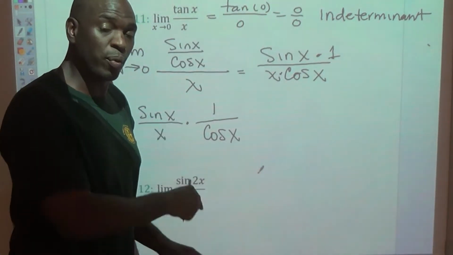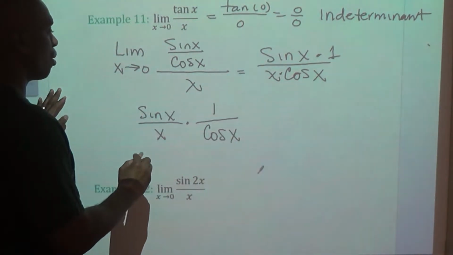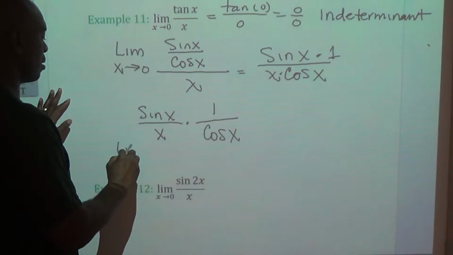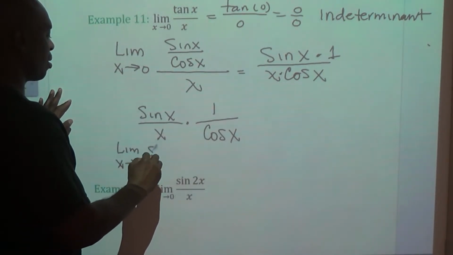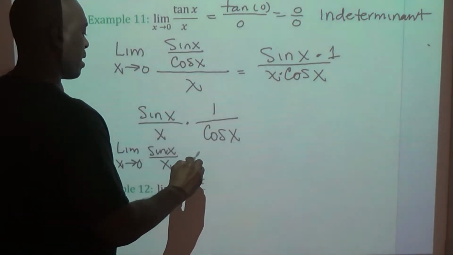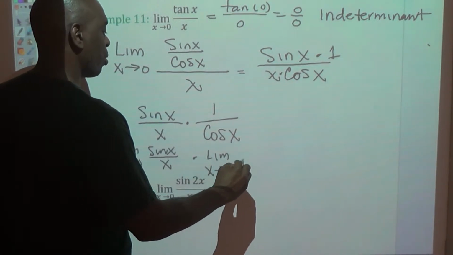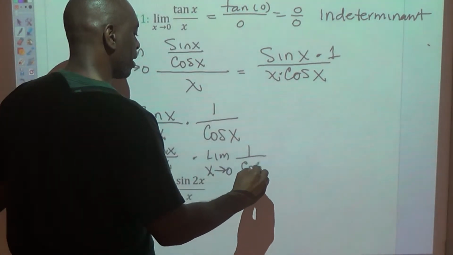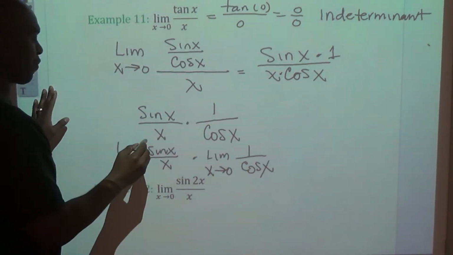And now evaluate the limits separately. And so we can look at the limit as x approaches 0 of sine x over x times the limit as x approaches 0 of 1 over cosine x. Well, consider the first one right here.